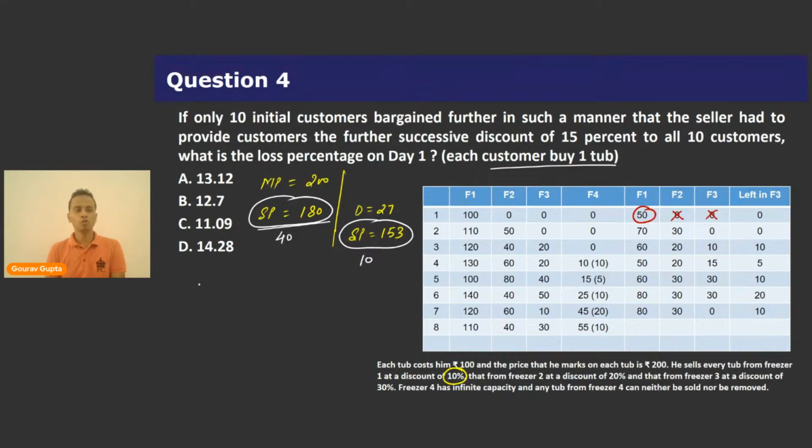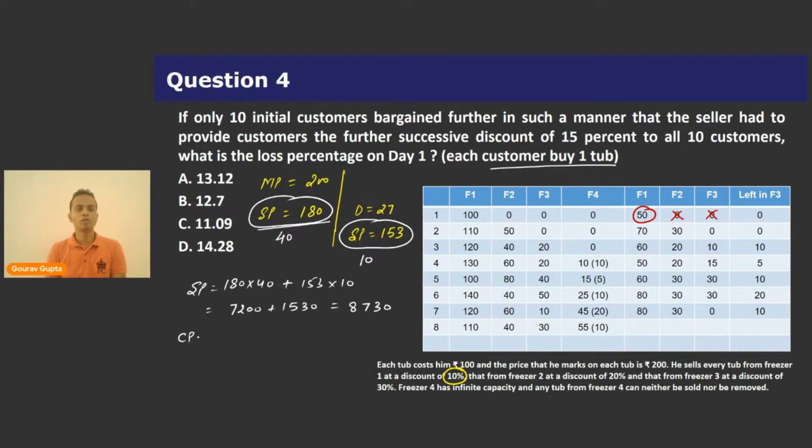So the total selling price will be 180 multiplied by 40 plus 153 multiplied by 10. All right. So 7200 plus 1530, that is 8730 is the total selling price.